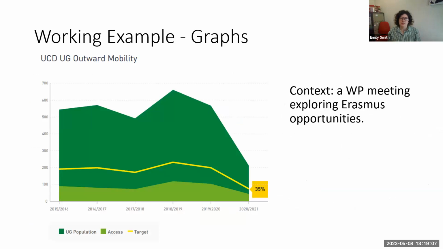Another challenge that we can sometimes get in scientific disciplines is graphs. So I've taken one here from the University for All Data. It's an area chart of UCD undergraduate outward mobility. The context that I'm given for this particular diagram is we're maybe in a widening participation meeting looking at Erasmus opportunities. So looking at the area chart, we can see in dark green, we've got the undergraduate population. We've then got the access population in light green, and we've got the target. And as you'll see, the access population is well below the intended target.